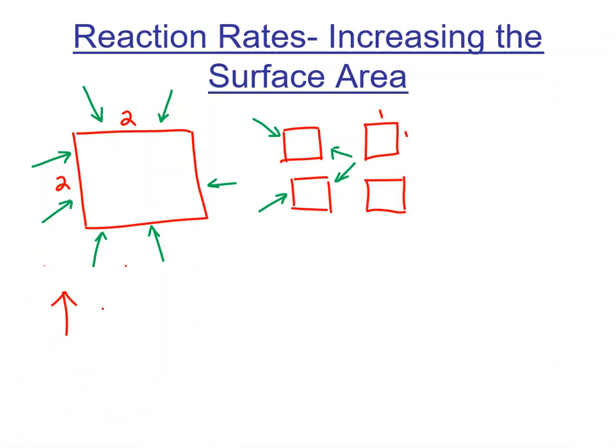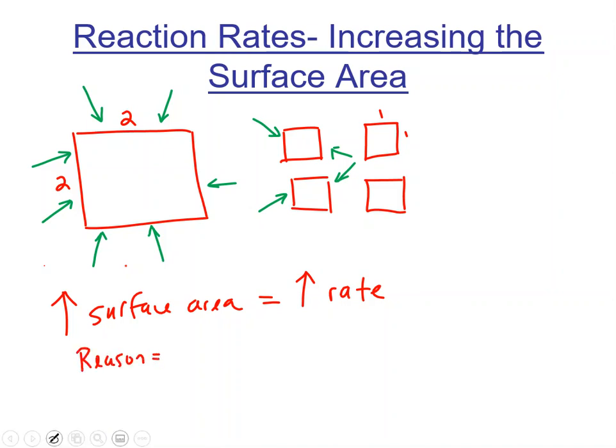So increased surface area or smaller pieces means you have an increased rate. The reason why is because there's just more surface available for colliding. So I'm just going to say the reason is more available surface.